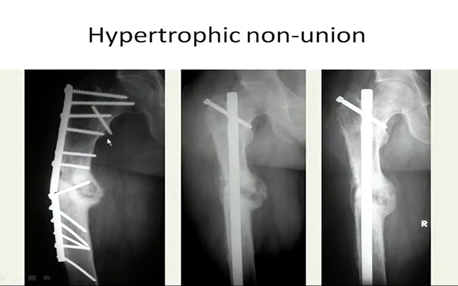Hypertrophic non-union. This patient had an intramedullary nail which failed, and we are left only with a part of the locking screw, and also had a plate after that which was broken again without achieving union. So removal of the plate and putting in an intramedullary nail resulted in union of this hypertrophic non-union, and we got consolidation there.